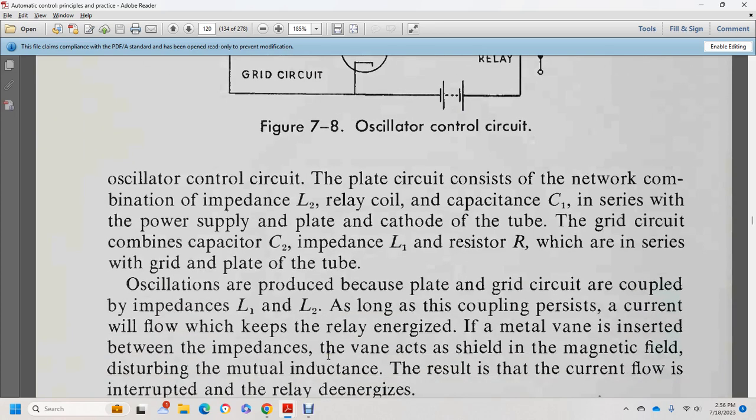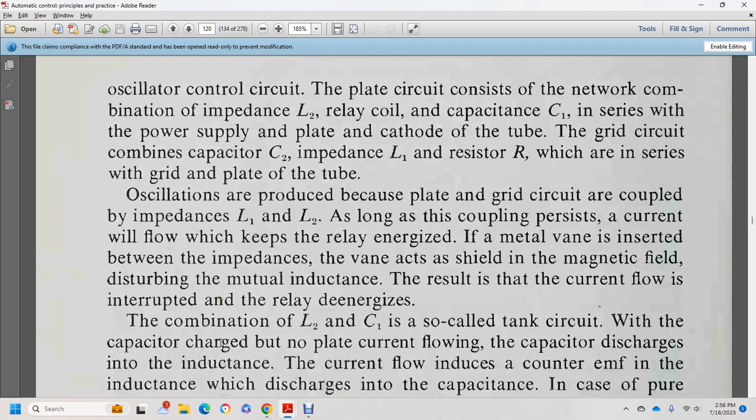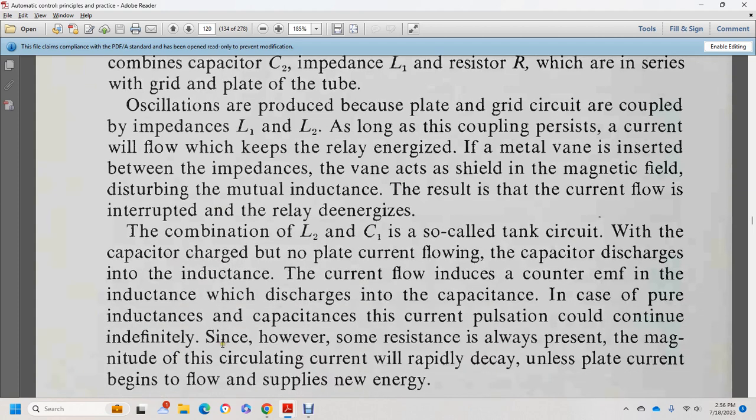Oscillation is produced by the plate and grid circuits coupled through inductances 1 and 2. As long as the coupling persists, the current flow keeps the relay energized. When a metal vane is inserted between the inductances, the vane acts as a shield to the magnetic field, disturbing the mutual inductance. The result is that the current flow is interrupted and the relay de-energizes.